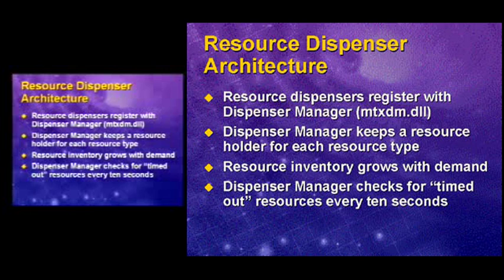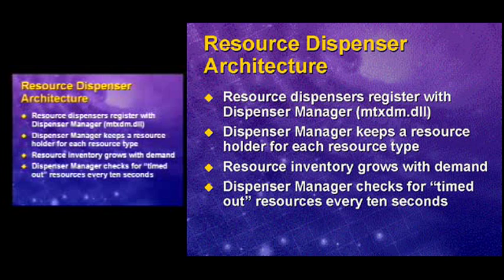Every time I want a new resource, I go to, say, ODBC. ODBC goes to Disman. Disman says, do I have one in my inventory? If not, he goes back to ODBC and asks for a resource. And this has been around since MTS version 1. What that entails is that the resource inventory, in other words, the number of open ODBC or OLEDB connections I have in my resource pool, grows with demand. But of course, it couldn't grow forever. We'd run out of memory and we'd run out of connections.